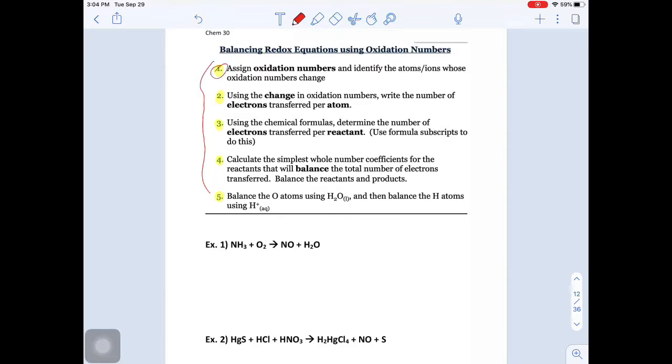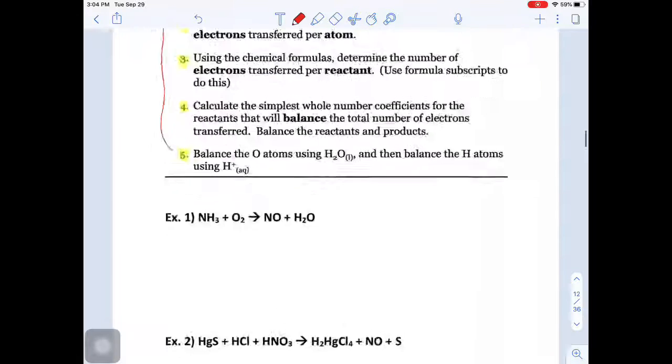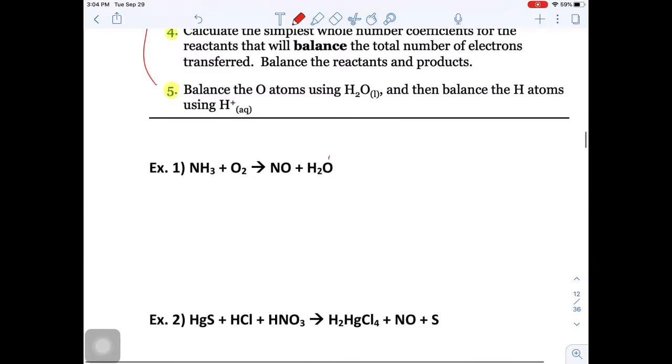Now the first thing we need to do is number one, assign oxidation numbers. So you should know how to assign oxidation numbers so far. Oxygen would be -2, hydrogen's +1, this is -2, this is +2 because it has to balance out to a neutral compound, right? So +2 minus 2 equals 0. This is a neutral compound, right? NO. This is an element, so it has 0. This is +1. And then we can find what nitrogen is, okay?